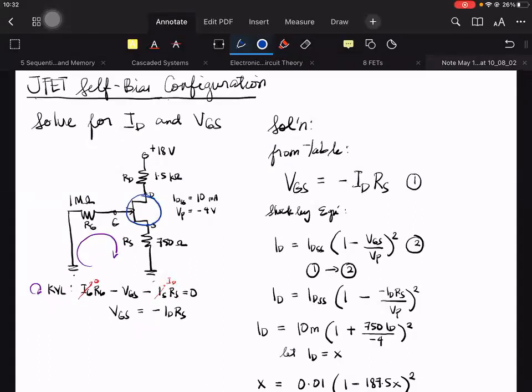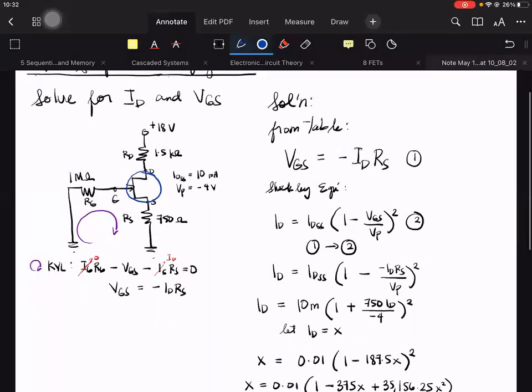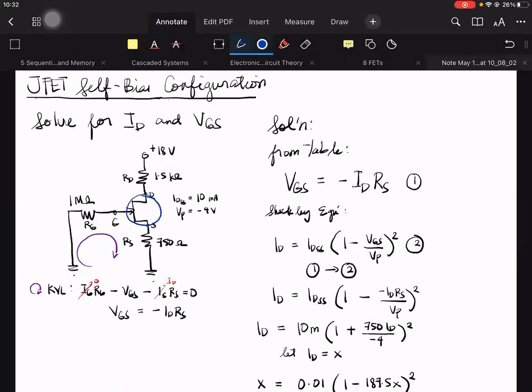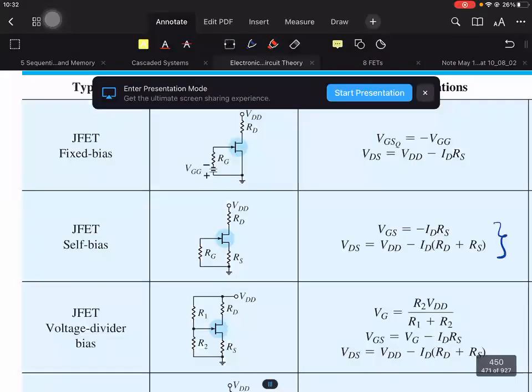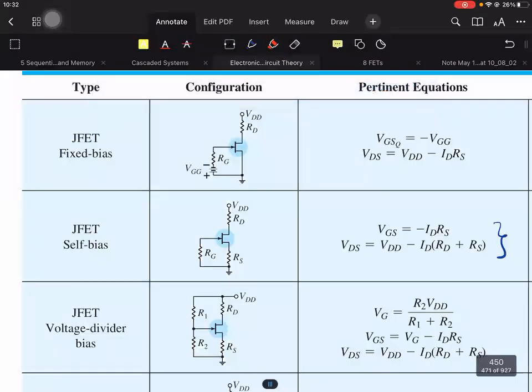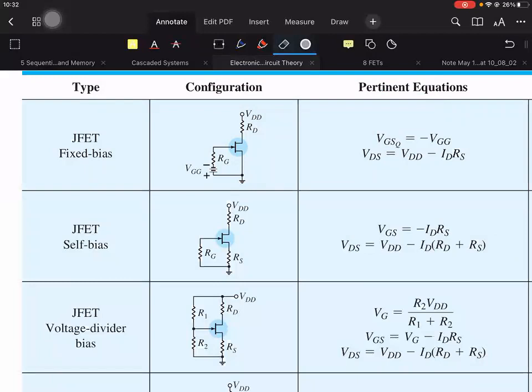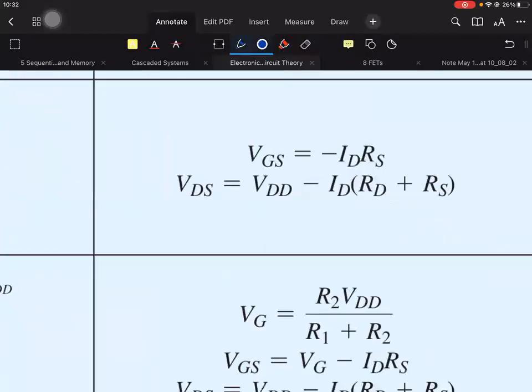It involves the quadratic equation. Not to worry about all the other formulas because they're already laid out here. What's missing today is VDS. Let's solve it, since everything is given. So VDS is equal to VDD minus ID times RD plus RS.